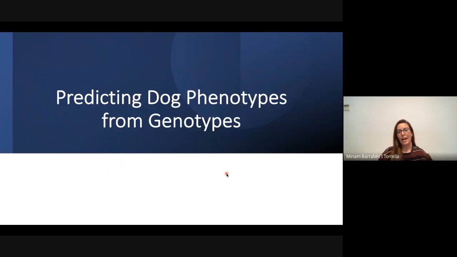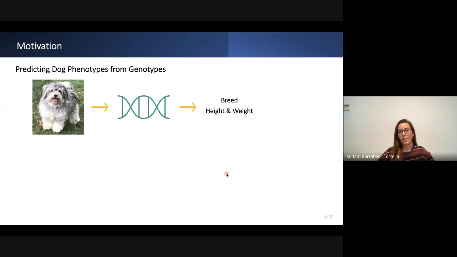So next, I will talk about my first work, which consists in predicting dog phenotypes from their genotypes. Given the genome of a dog, we aim at predicting its breed, its height, and its weight. And this has been studied before, but there are some questions that haven't been answered, which are: are hundreds of thousands of input features necessary to predict breeds and phenotypes?